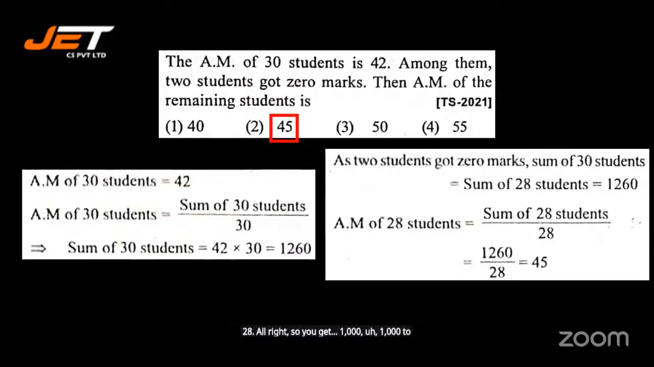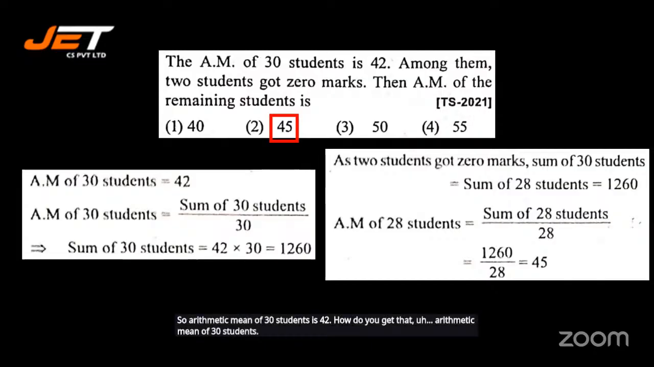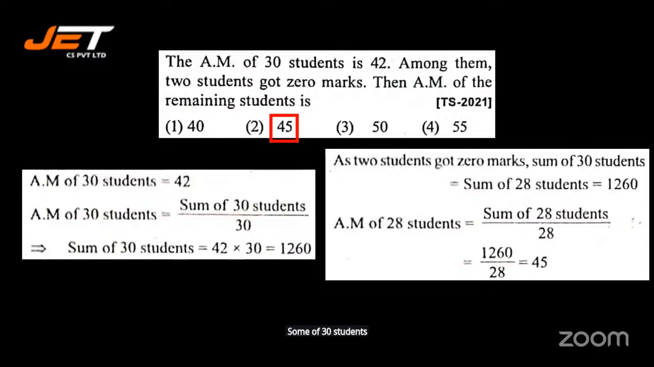1260 by 28. And by the way, how do you get 1260 is, first you have to take the arithmetic mean of 30 students. So arithmetic mean of 30 students is 42. How do you get that arithmetic mean of 30 students? Sum of 30 students divided by 30. Okay. So sum of 30 students divided by 30.